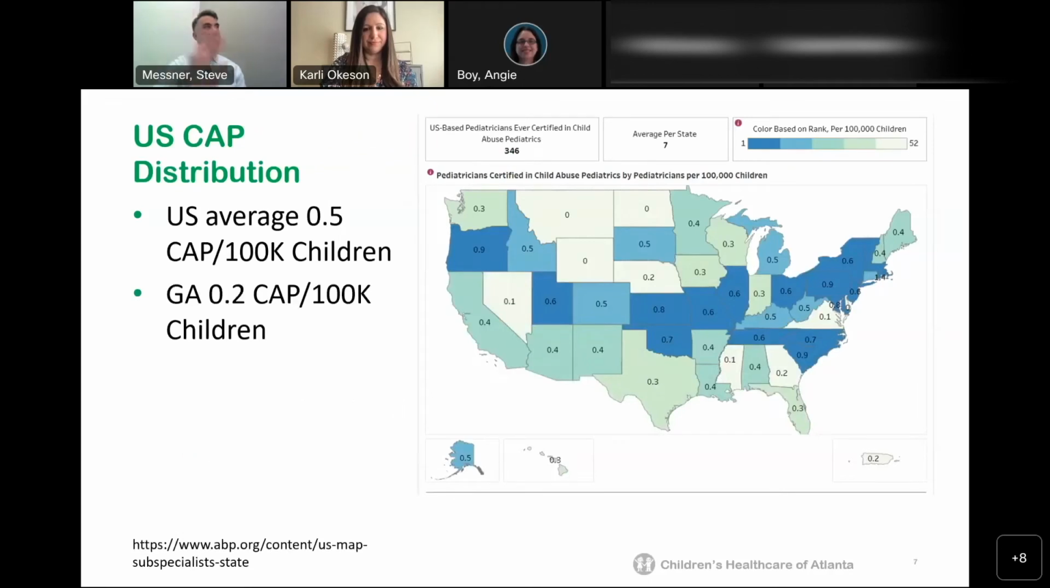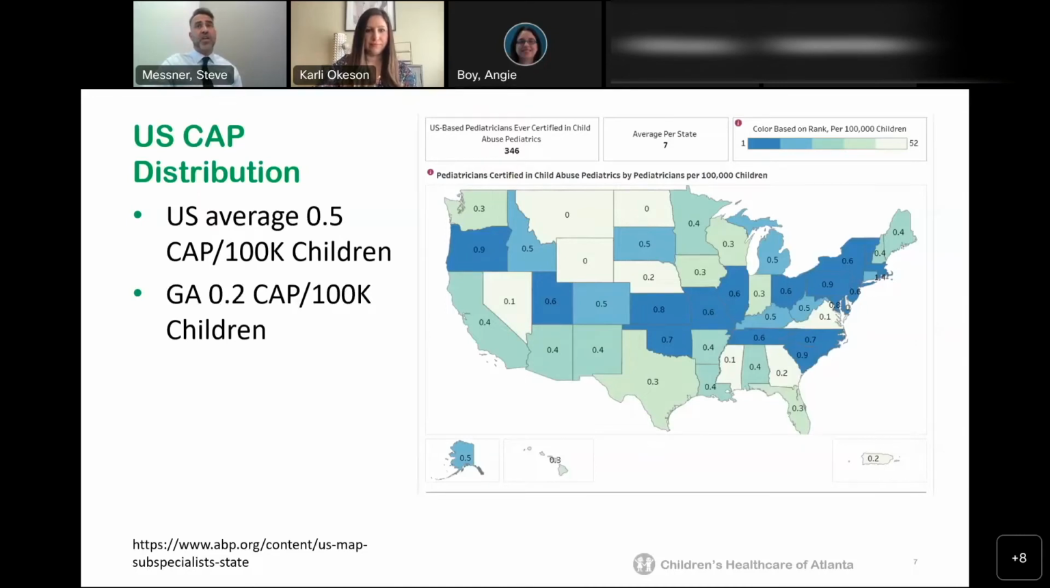This is kind of the heat map distribution. There are some states that do not have any child abuse pediatricians. A lot of states will utilize physician extenders, which is what we do here at Children's Healthcare of Atlanta, where we use advanced practice providers. So we use nurse practitioners. Some other places will use physician's assistants.